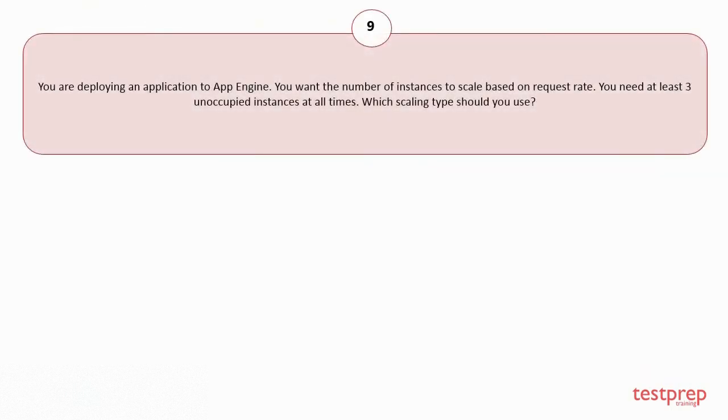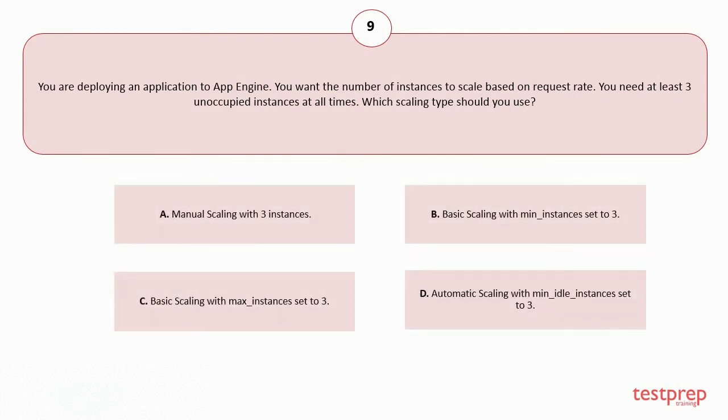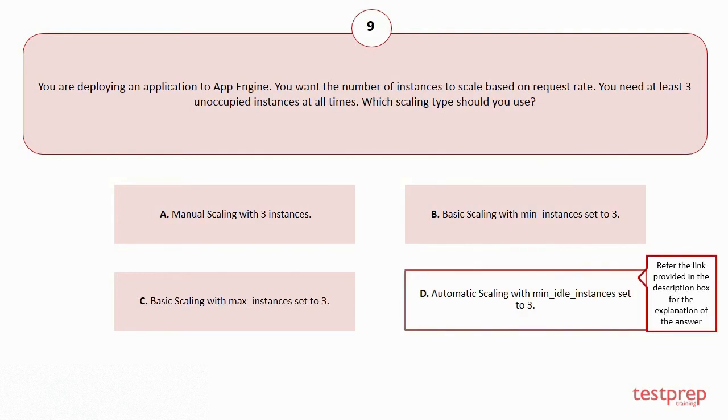Question number 9. You are deploying an application to App Engine. You want the number of instances to scale based on request rate. You need at least 3 unoccupied instances at all times. Which scaling type should you use? Your options are: A. Manual scaling with 3 instances. B. Basic scaling with the following set to 3. C. Basic scaling with the following set to 3. D. Automatic scaling with the following set to 3. The correct answer is option D.